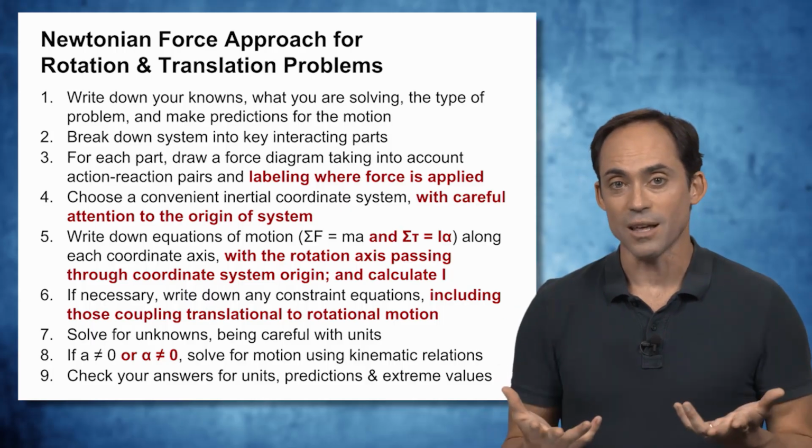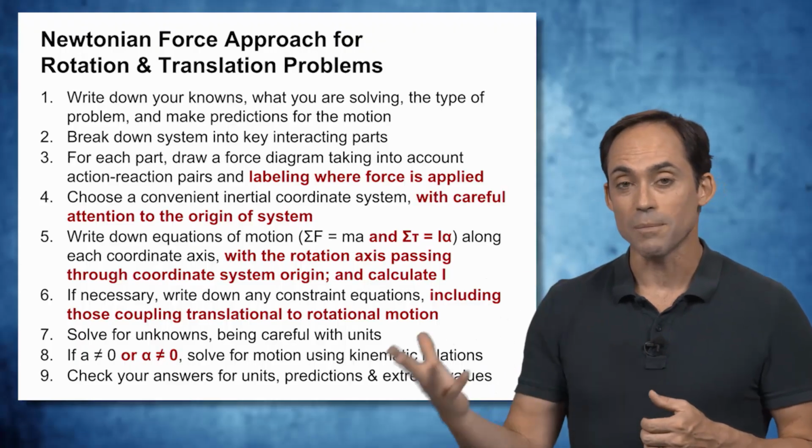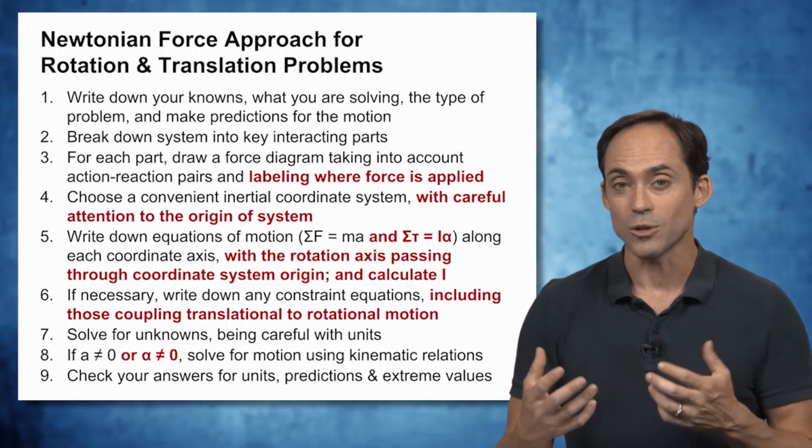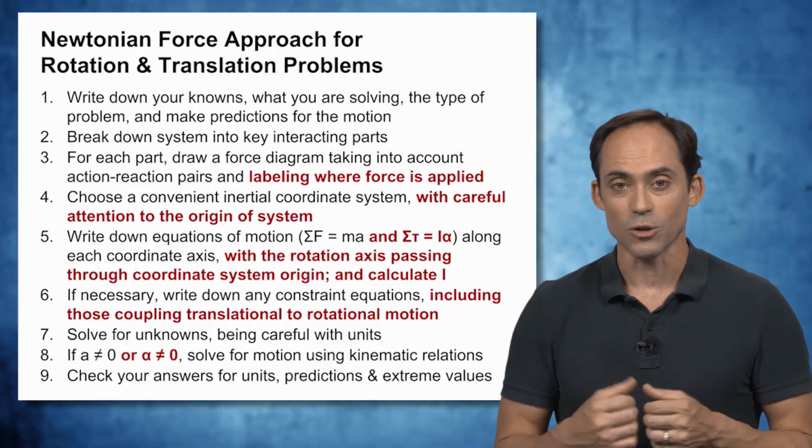If we have a net acceleration, translational or rotational, we can go back and use our kinematic relations to describe the actual position or motion or angular displacement of the object as a function of time.